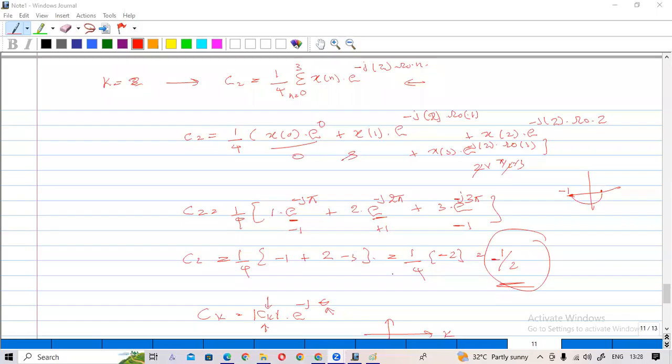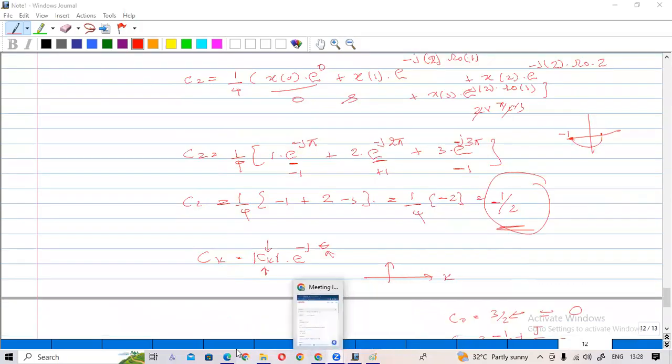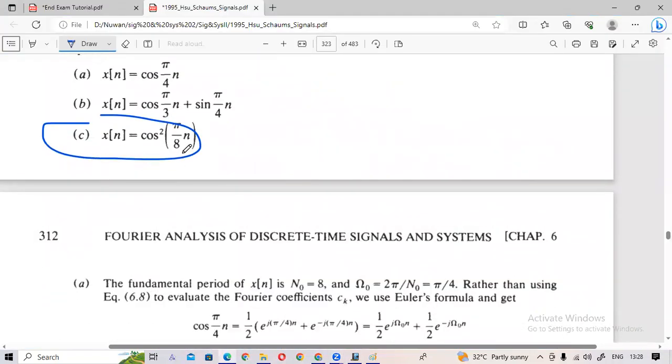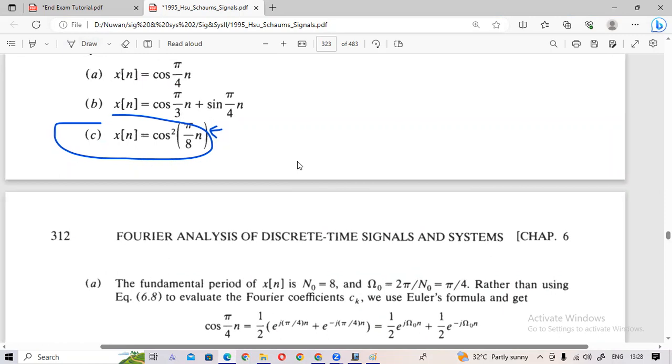Fourier series representation. So we will try to do this one. Actually, this kind of question will not come to exam. So I will briefly tell you how to do this anyway. I think anyone can do this one.